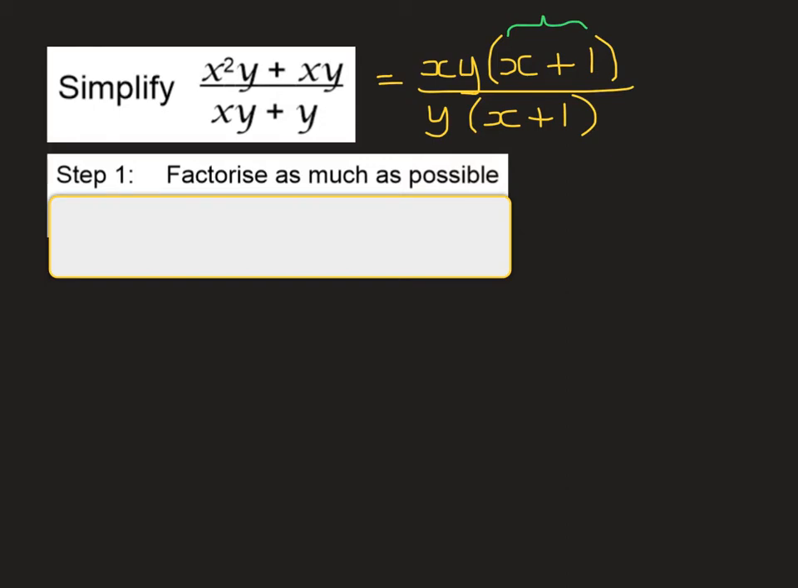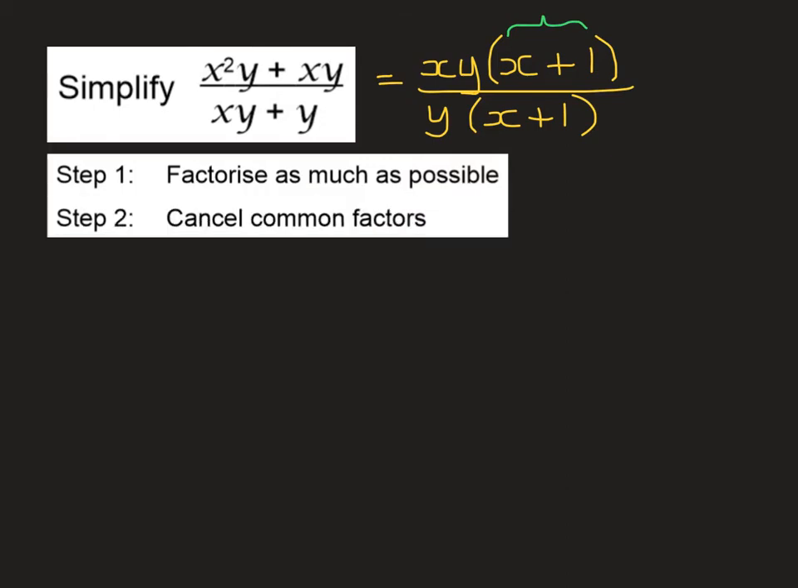So that is our other step, is cancel common factors. Well, and that means we can actually cancel brackets as well. So that's going to cancel out with that, and actually that's going to cancel out with that, and actually that's just going to leave me with x.